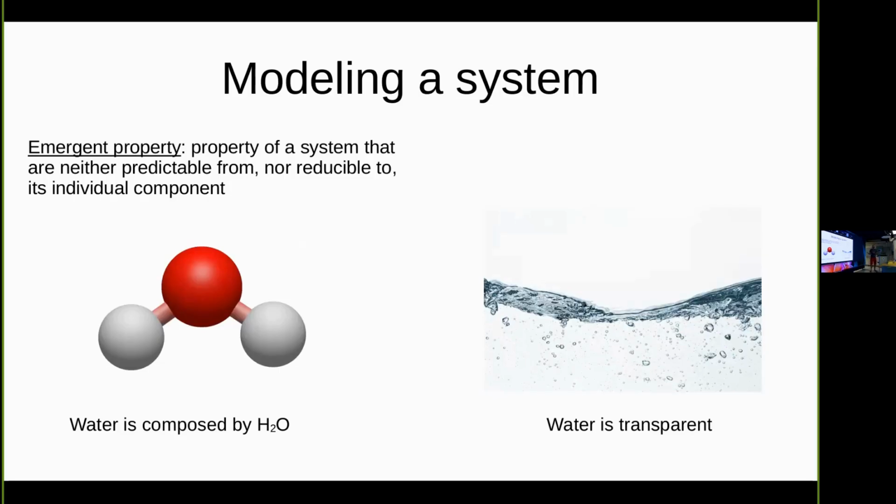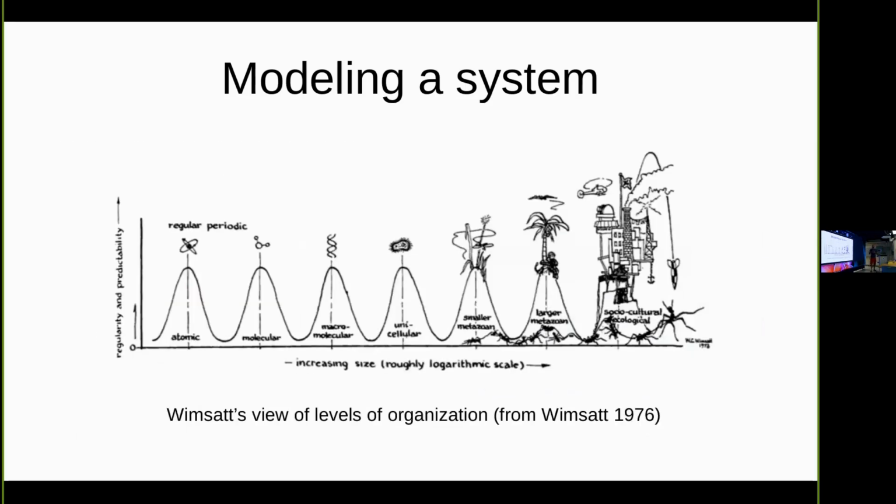So let's take water, for instance. It's composed of H2O. However, from that, you won't be able to say that water is transparent. The transparency of the water is an emergent property of the water itself, not of its components. And also the abstraction of the system, or the levels of organization, which is basically the preciseness at which you want to describe the processes in your system.